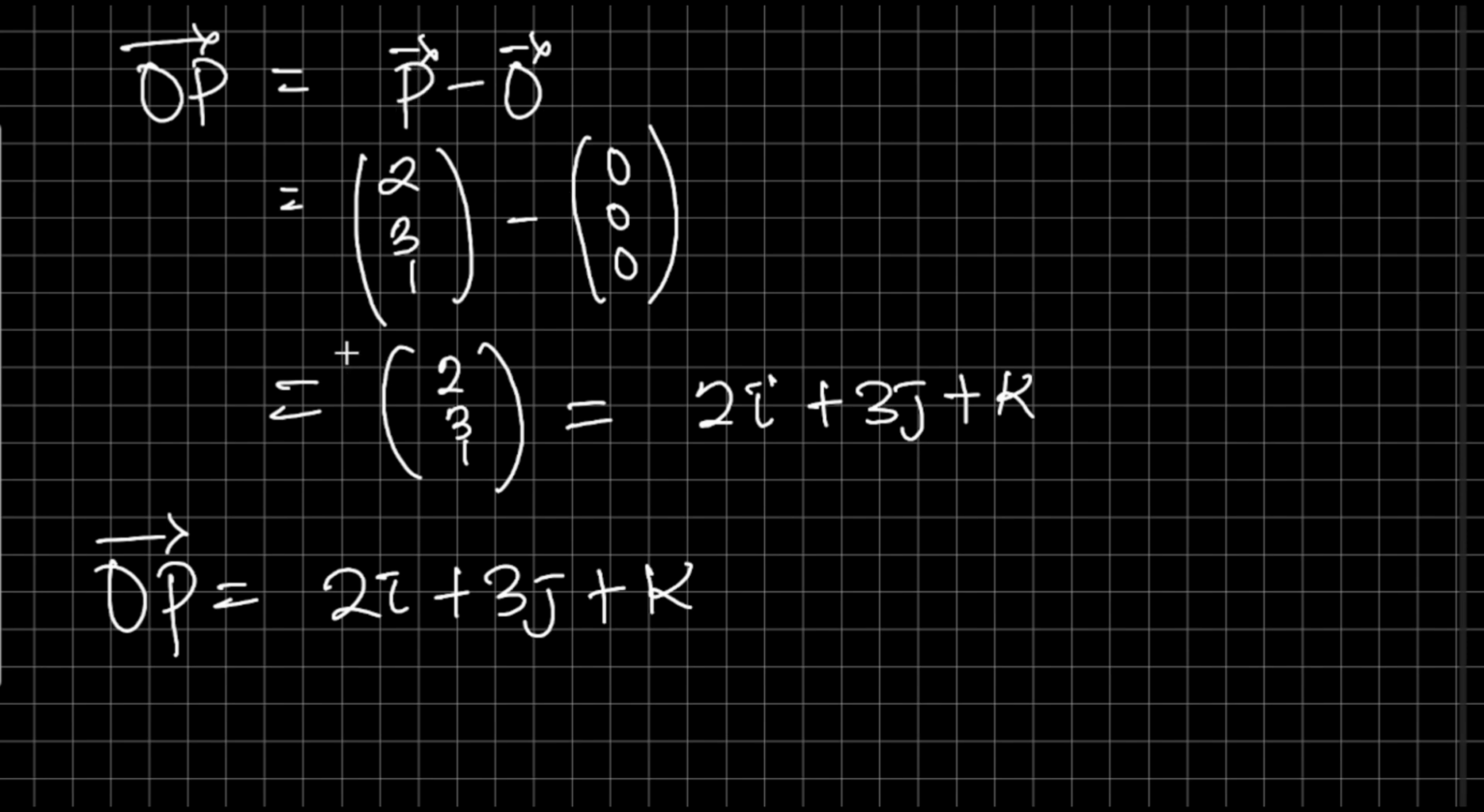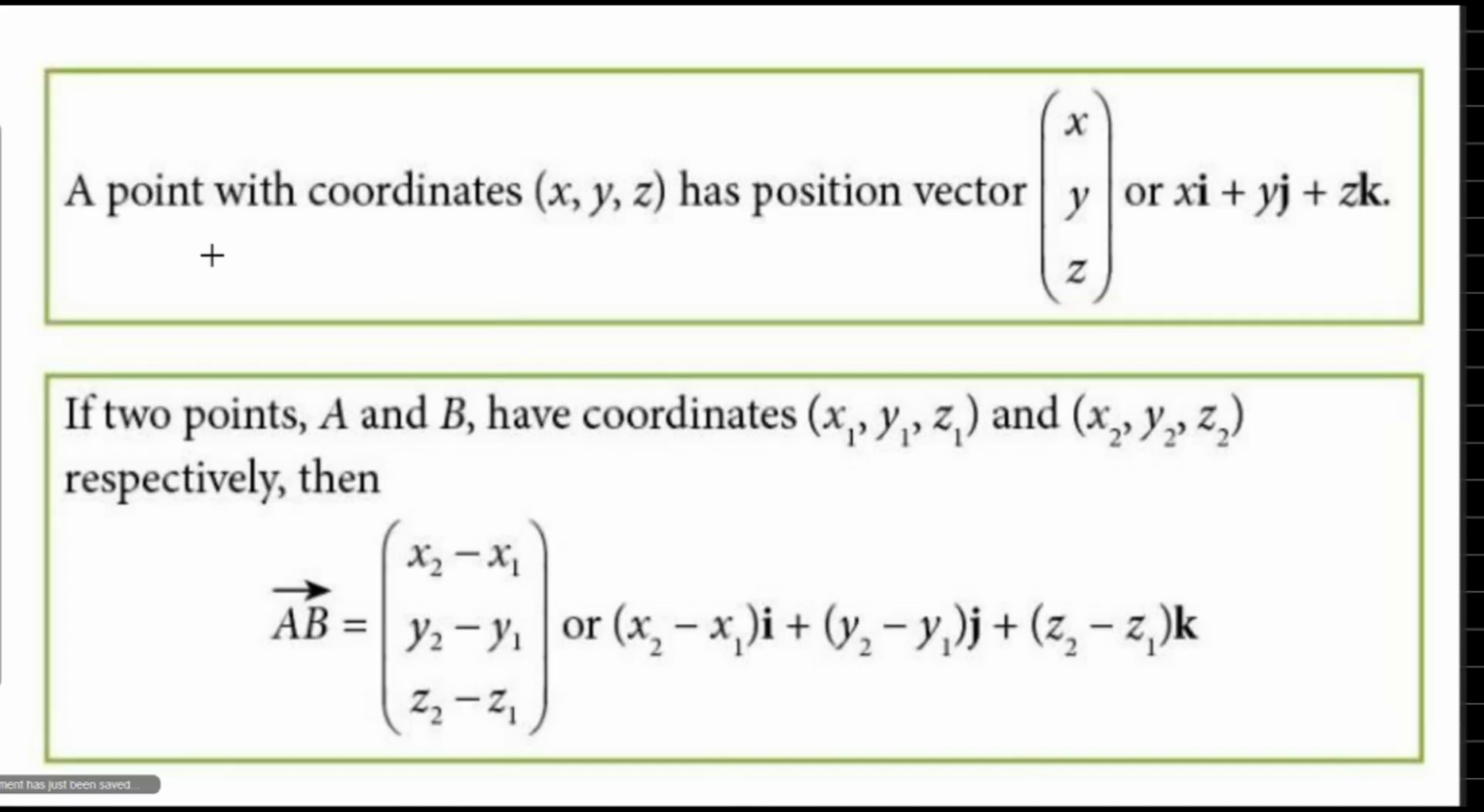So a position vector is a vector that starts from the origin, a vector that begins from the origin. Alright guys, a point with coordinates x, y, z has a position vector x, y, z, and in unit form we write it as xi plus yj plus zk. If two points A and B have coordinates x1, y1, z1 and x2, y2, z2 respectively, then to describe the vector we use displacement AB, which is B minus A.